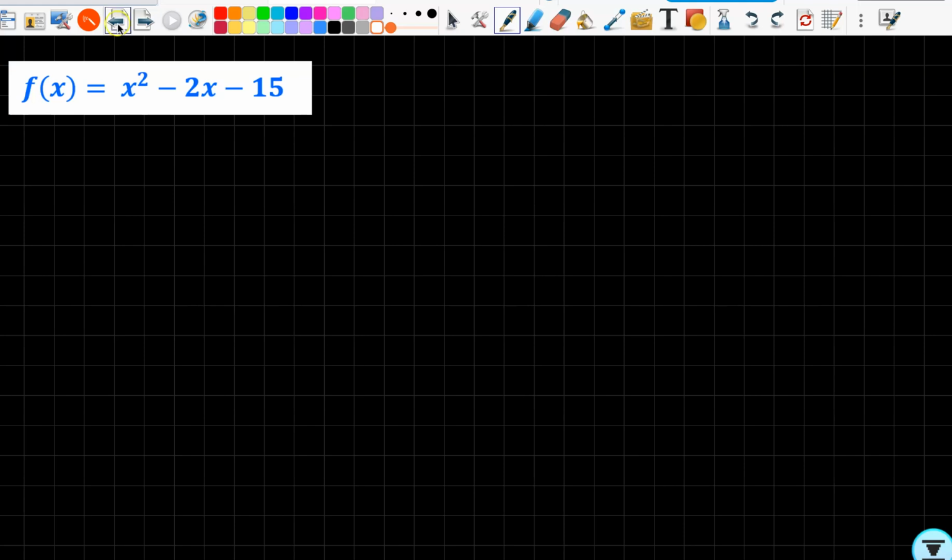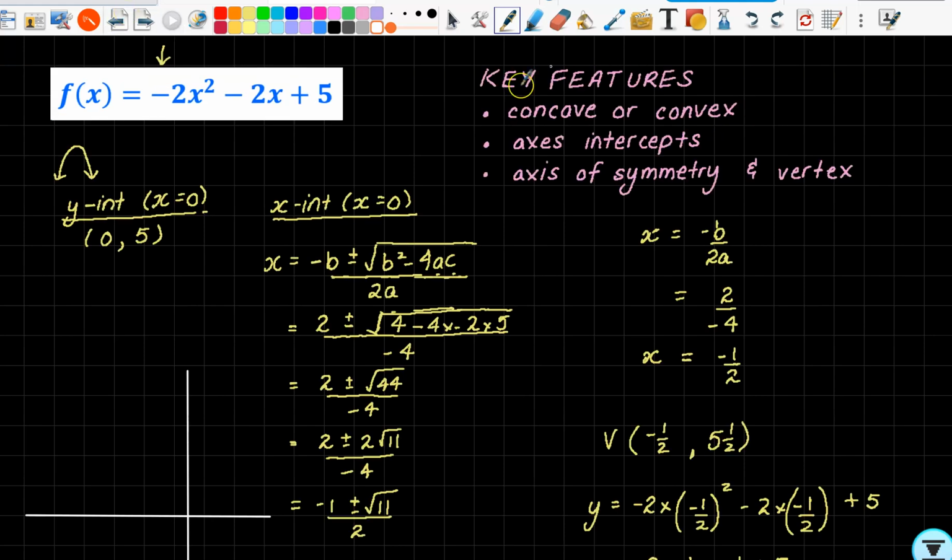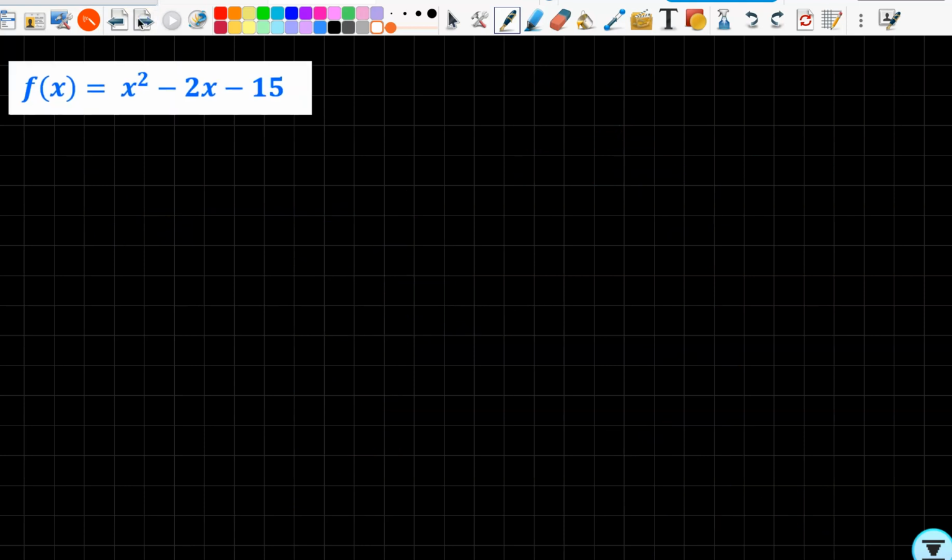As we said before, these are the key features that we want to find: if it's concave or convex, axes, intercepts. It's all about what technique we use, and that depends on how we're presented with the information. With this one, straight away, because there's a positive in front of the x squared, we know that this one is going to be convex. To find my y-intercept, as we usually do, we make x equal 0. That's straight out negative 15. So we write it as a coordinate, let's be precise.